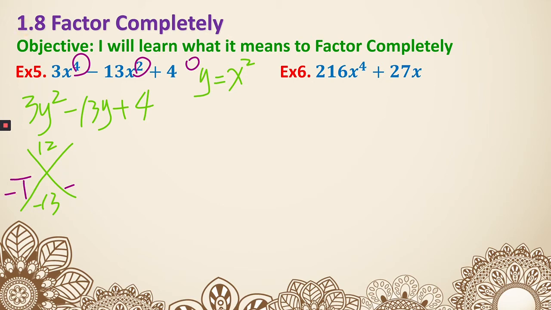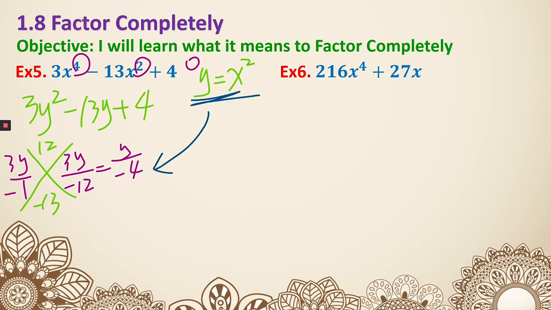So I have negative 1 and negative 12. And I'm going to put 3y on the top. The left side cannot be simplified, but the right side can be, so that becomes y over negative 4. But I'm not done, because now I need to replace my y with x squared. That's going to give me 3x squared minus 1 times x squared minus 4.